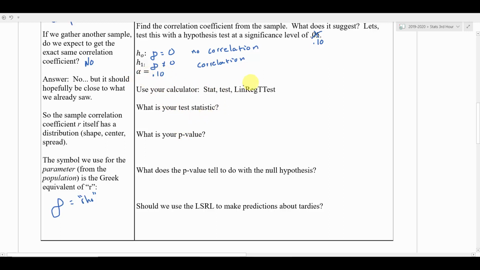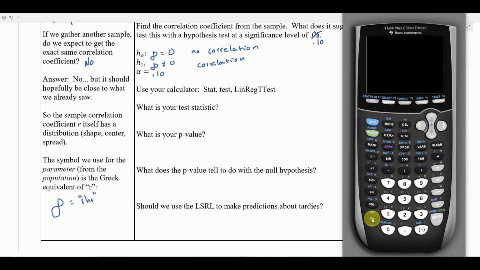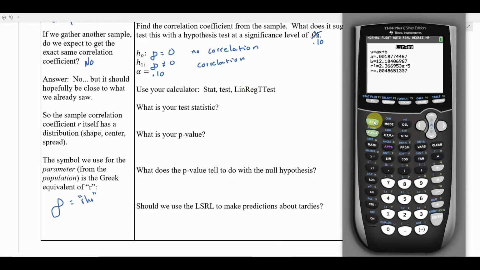Now I'm going to go to my calculator and run this thing called the LinRegTTest, and I'll show you where that's at. We're going to press STAT, go over to TESTS, and scroll down until we see something that literally says LinRegTTest. There it is, option F, all the way down at the bottom. I'm going to hit enter, and you'll see the things that it asks for.